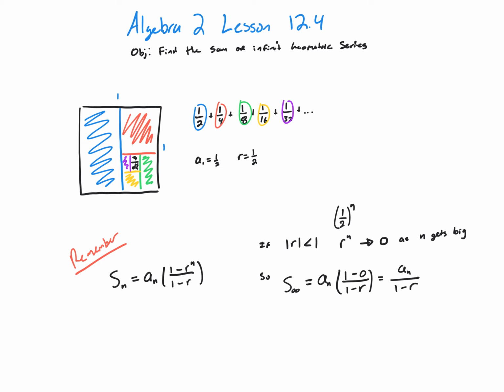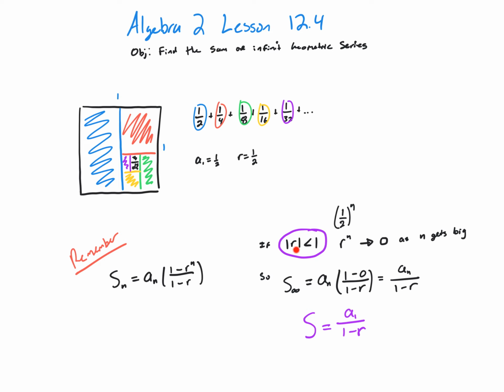Okay? So if this thing right here is approaching 0, then this sum right here is really going to be the same thing as this, as it gets super big. Well, 1 minus 0 is just 1 multiplied by a sub 1. That's just a sub 1 over 1 minus r. So notice this right here is our sum for an infinite series. We just say the sum is equal to a sub 1 over 1 minus r. But this right here must be true.